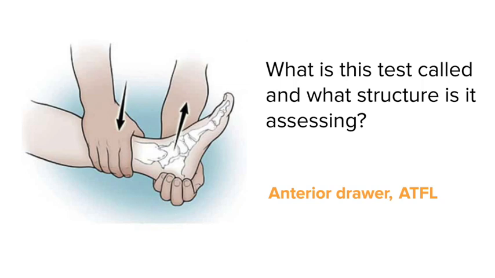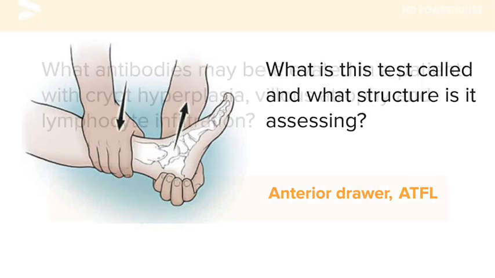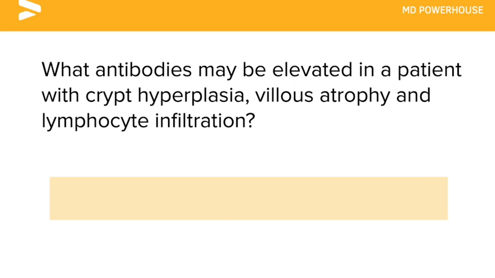What antibodies may be elevated in a patient with crypt hyperplasia, villus atrophy, and lymphocyte infiltration?